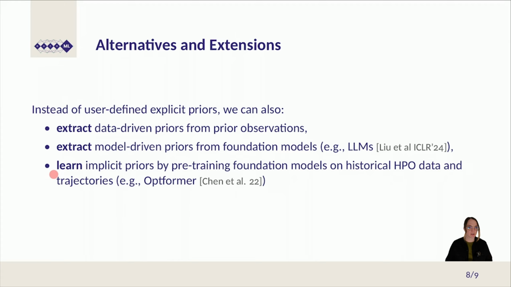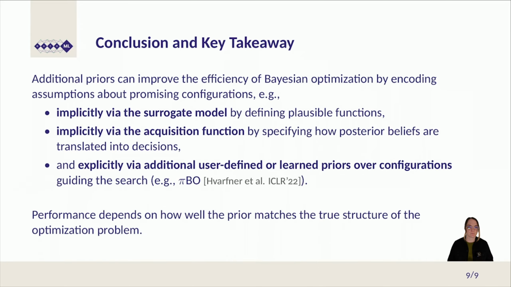And the third alternative is a very different alternative. We can replace the whole surrogate by pre-training a foundation model only on historic hyperparameter optimization data. So we don't use a standard GP and then modify our acquisition function by these explicit priors, but we completely replace our surrogate model with something that we have trained on historical data.